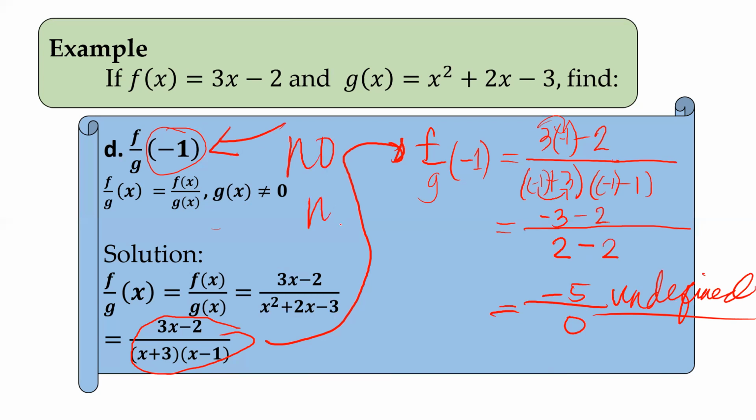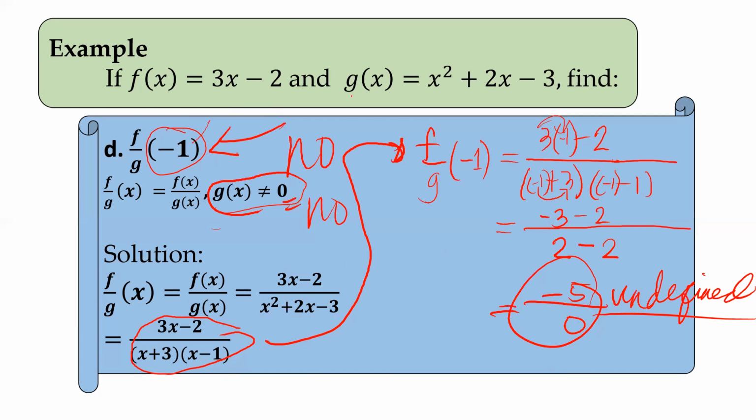It's a big no-no. Ma'am, is the answer correct? Yes, the answer is correct. Negative 5 over 0, but it's undefined. Meaning, hindi po pwede na isa-substitute natin sa negative 1. Kapag po ganon is error po yun. Alright, it's a big no-no. But the process is correct. Alright? So if you arrive with this answer with zero as your denominator, just indicate that it's undefined. Kasi it's a big no-no. Sinabi na nga dito, yung G of X must not equal to 0.